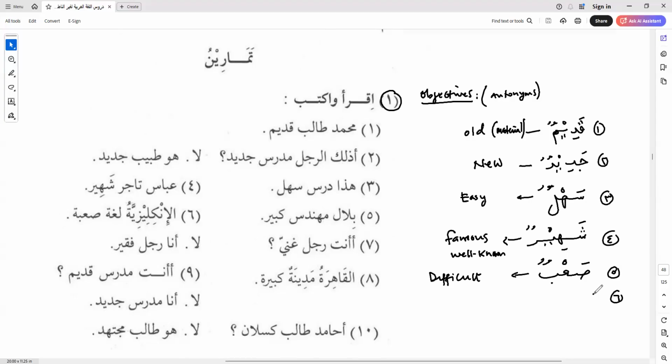And then we have kabirun. Kabirun, that is to say big.